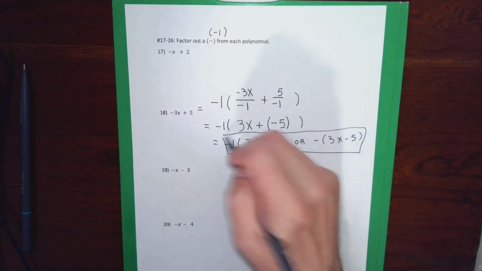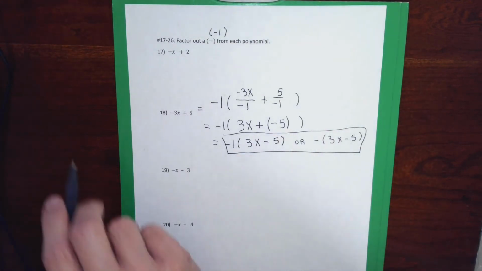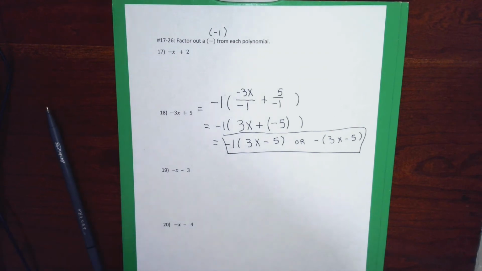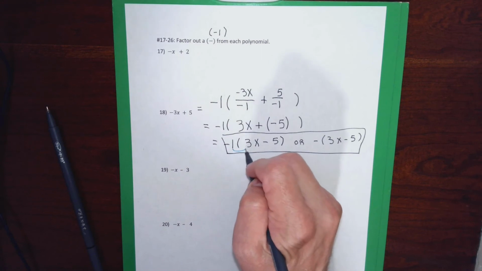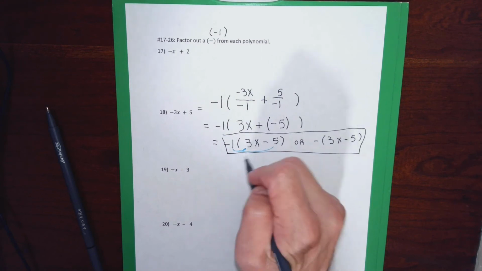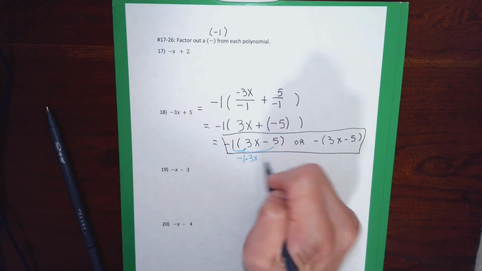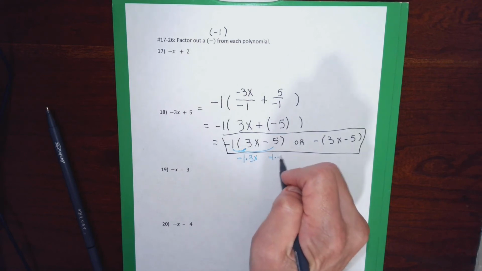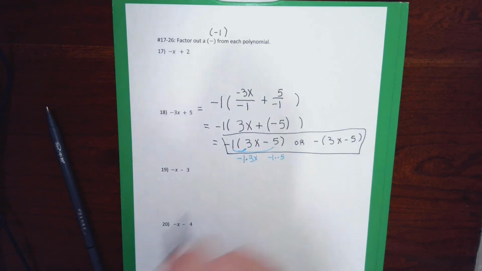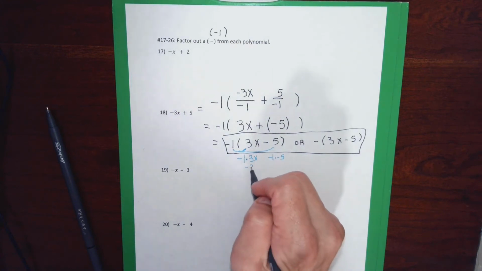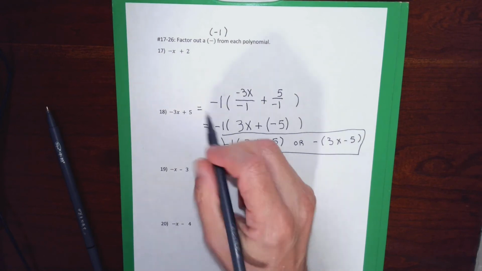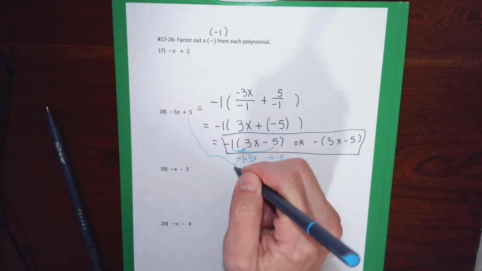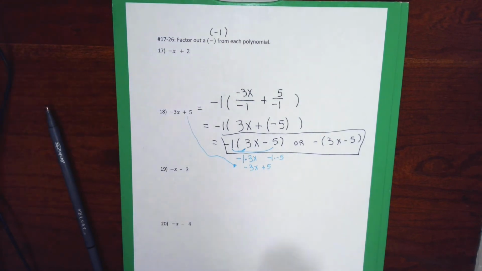The 1 is normally suppressed, but the 1 makes it so much easier for explaining, and so much easier for checking. How do I know that this is right? Well, I check. I distribute and make sure I wind up with my original problem. So I'll do -1 times 3x and -1 times -5. -1 times 3x is -3x. -1 times -5 is +5. That equals my original problem, so I know I factored correctly.